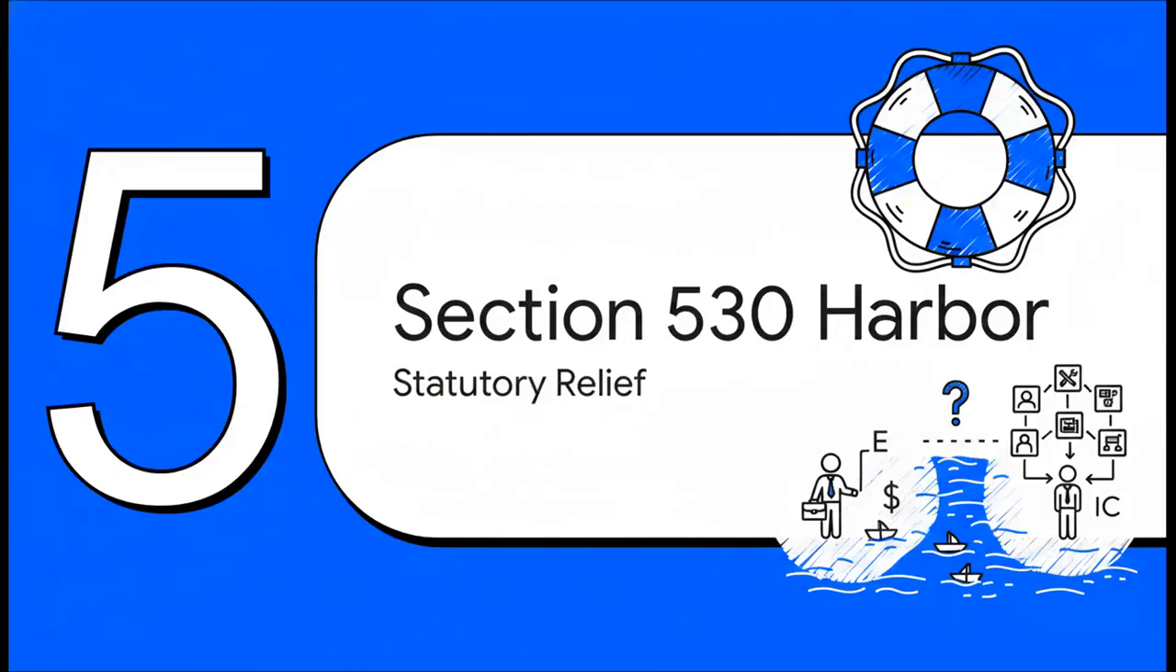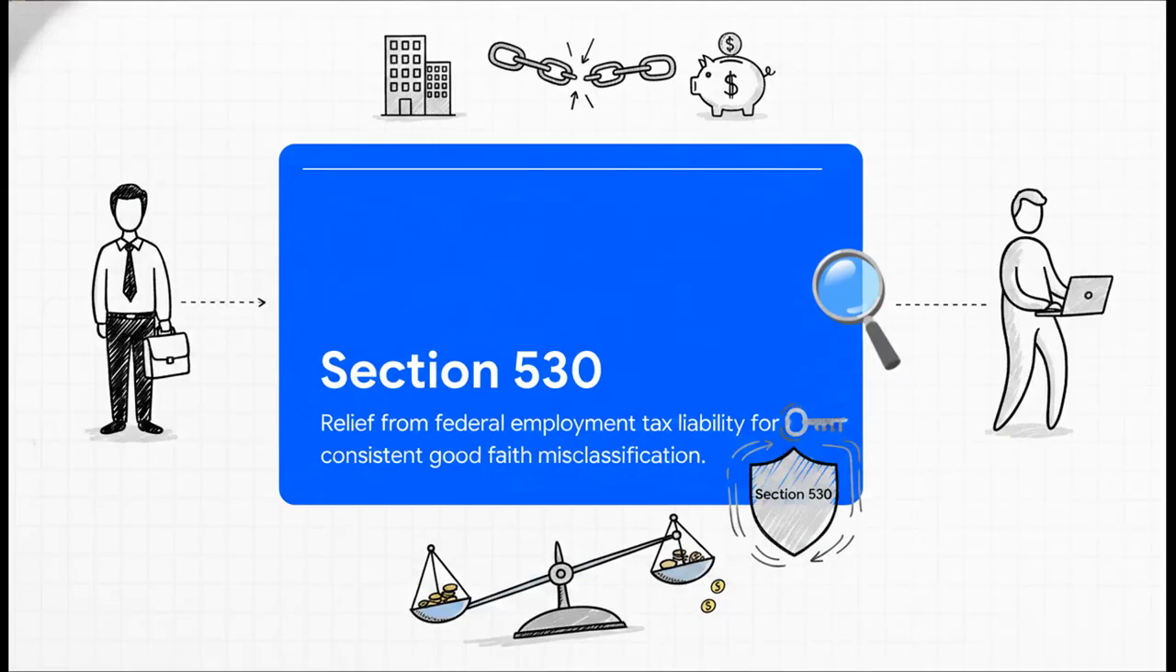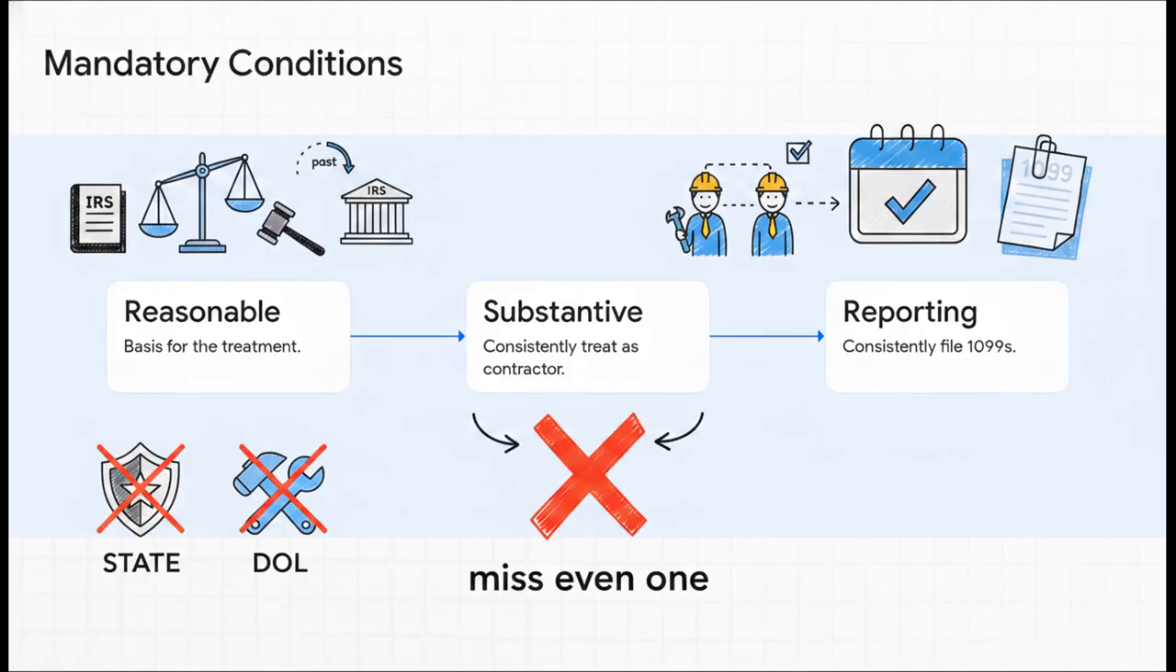Section 5. Section 530, Safe Harbor. Now, what's really interesting about this slide is the potential for relief. There is actually a statutory escape valve for businesses that have consistently misclassified workers in good faith. It's called Section 530 of the Revenue Act of 1978. Notice I didn't say Internal Revenue Code. This is actually a standalone statute outside the main IRC. It provides a specific mechanism for relief strictly from federal employment tax liability. But qualifying for this federal relief requires meeting 3 very strict mandatory conditions.